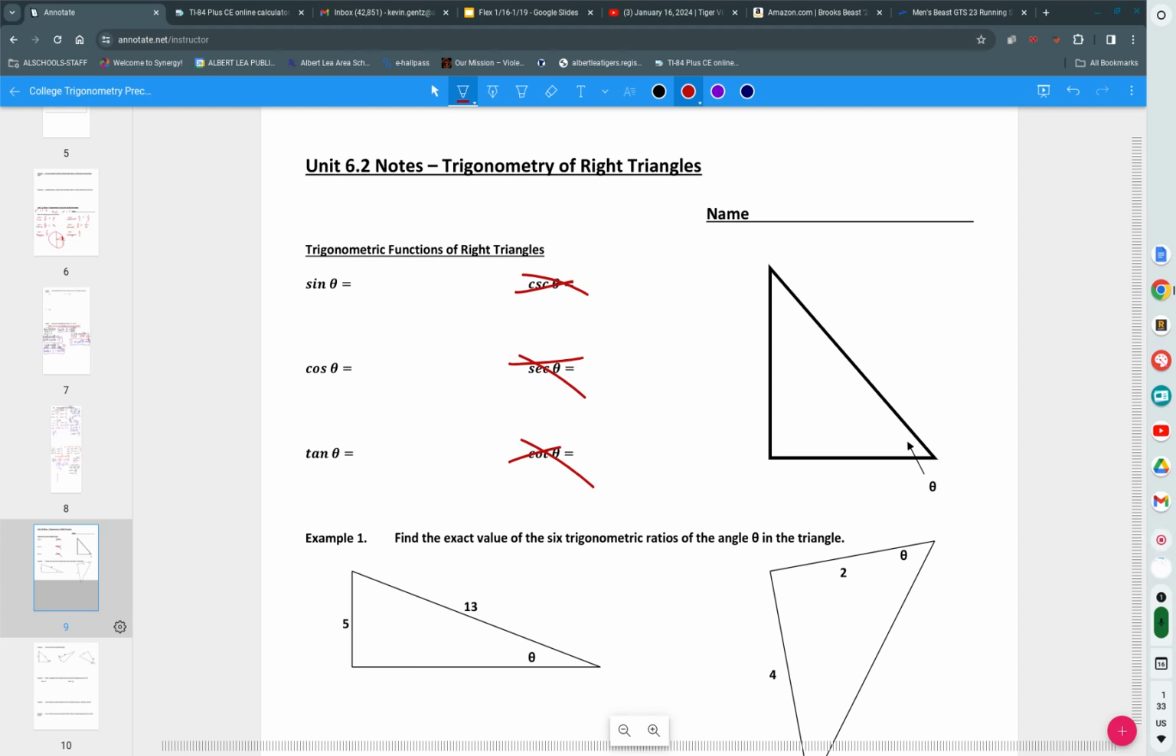We are solving right triangles. We're looking at the trigonometry of right triangles. So every right triangle has a 90-degree angle. And that angle that is formed, I'm going to draw the angle right here. That angle has two parts to it. One side of that angle of theta is called the hypotenuse.